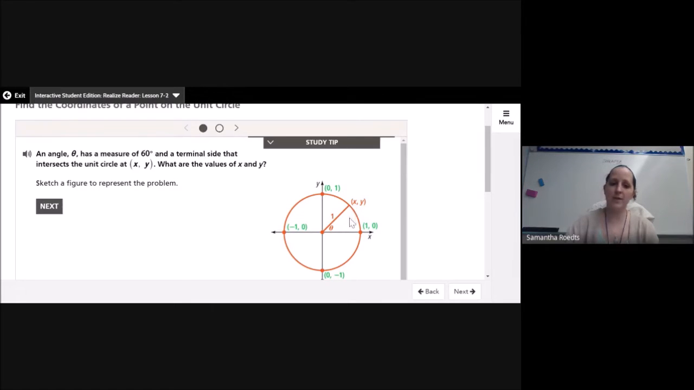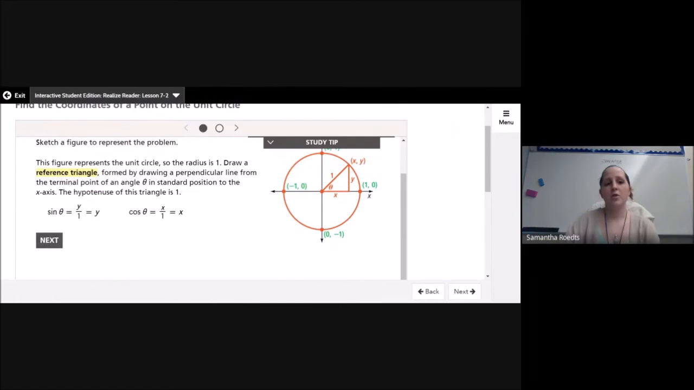Okay, so if I bring this down, this would form a triangle. Okay. So this figure represents the unit circle, so the radius is 1. Draw a reference triangle formed by drawing a perpendicular line from the terminal point of an angle theta in standard position.